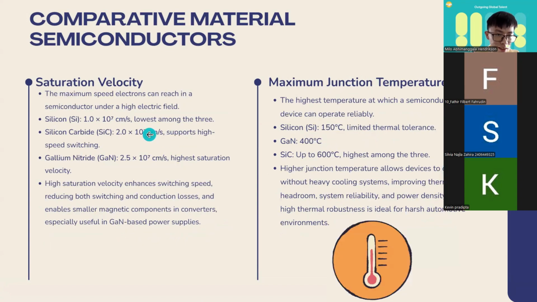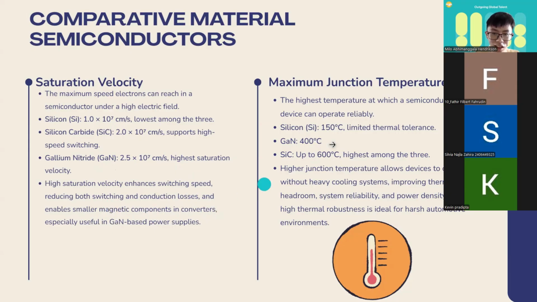Next, we continue with the saturation velocity. This is the maximum speed electrons can reach in a semiconductor under a high electric field. So as you see here, gallium nitride has the highest saturation velocity. This high saturation velocity enhances switching speed, reducing the losses in switching and conduction, and also enables smaller magnetic components in converters.